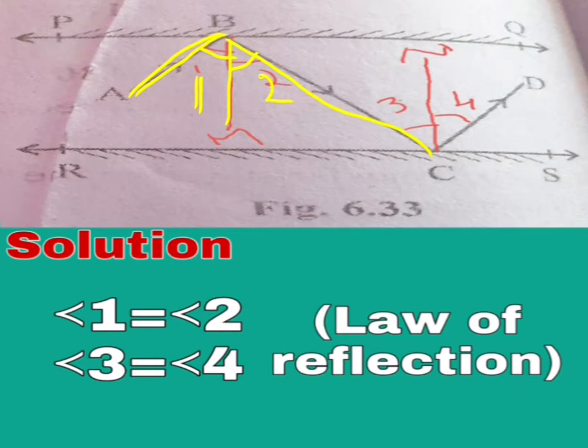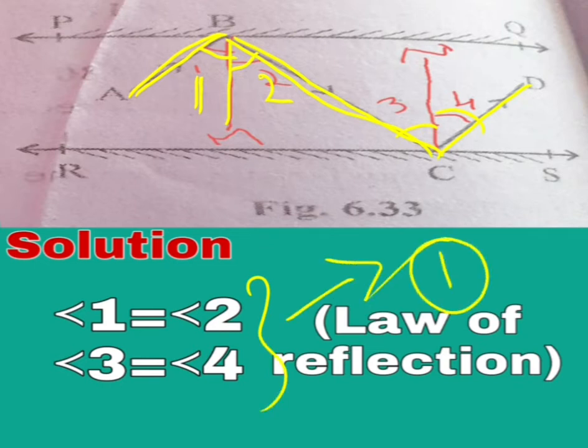So using that law, we are writing angle 1 is equal to angle 2. Same thing happens for 3 and 4 also. For RS, BC is the incident ray and CD is the reflected ray, right? So incident angle is angle 3, reflected angle is angle 4. So incident angle 3 is equal to reflected angle 4. Okay. So let us consider this as the first relationship for our solution.